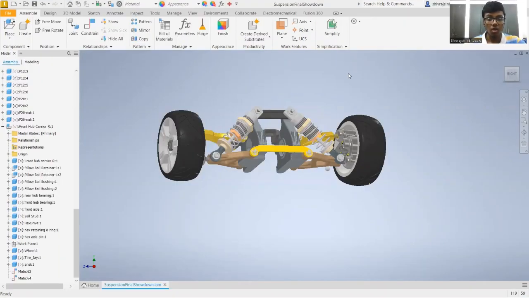After assembling all the components discussed earlier, we have modeled this double wishbone suspension system. So here is what it looks like.